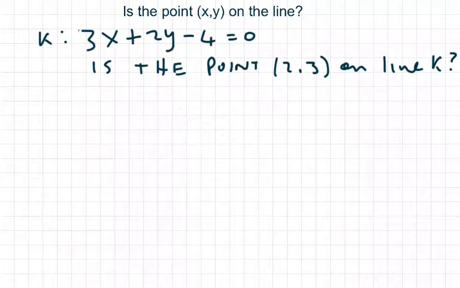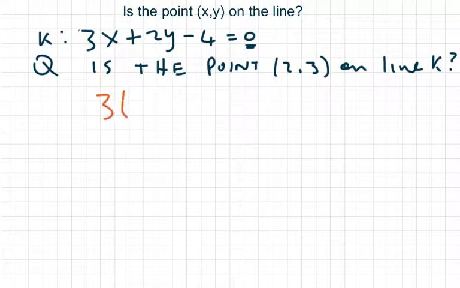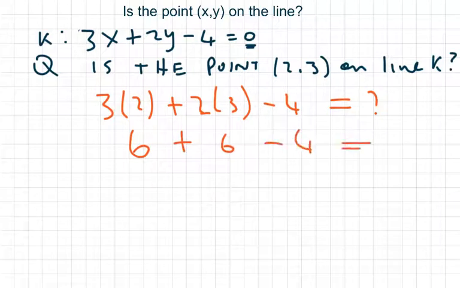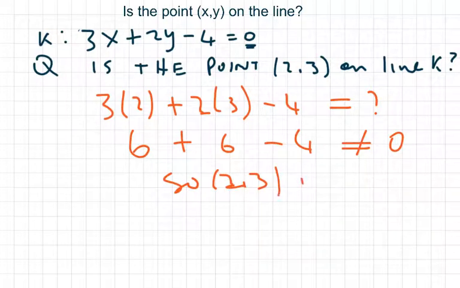Another thing you may be asked to do is to verify if a particular point is on a line. In this case, the question might be, is the point 2 comma 3 on the line K? So what we do is plug in the values 2 and 3, and see if it equals 0. So we put 3 times 2, because x is equal to 2, plus 2 times 3, minus 4, and we check, is that equal to 0? If it's on the line, it will be equal to 0. If it's not, it won't be. So 2 2's are 6, plus 2 3's are 6, minus 4, and that is not equal to 0. So 2 comma 3 is not on the line.